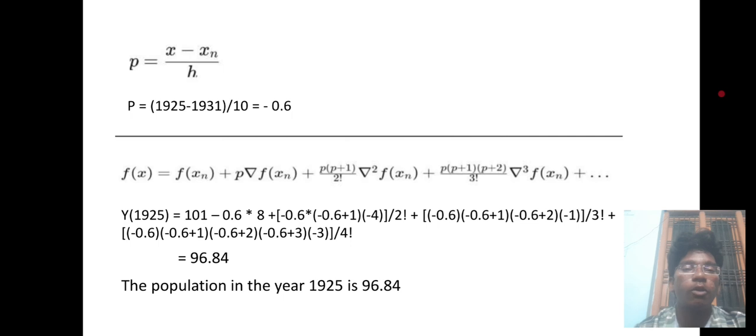And the formula we used for Newton's backward is f of x equal to f of x n plus p del f of x n plus p into p plus 1 by 2 factorial del square f of x n plus p into p plus 1 into p plus 2 by 3 factorial into del cube f of x n, plus and so on. By substituting the values in the formula, we can determine the population in the year 1925, and that is 96.84.